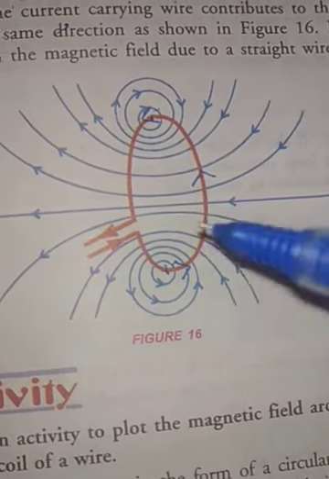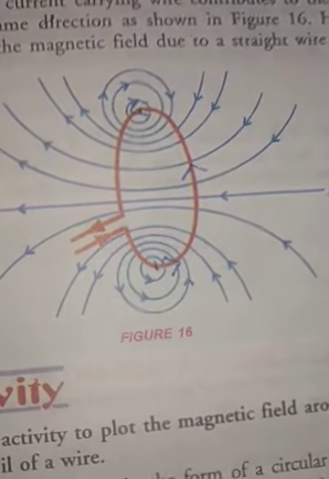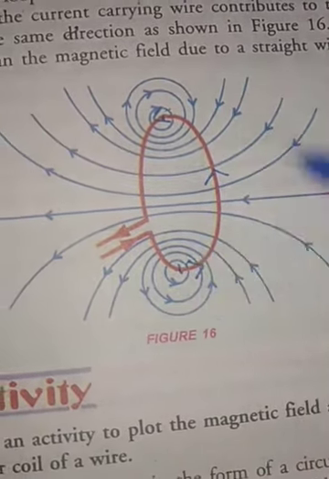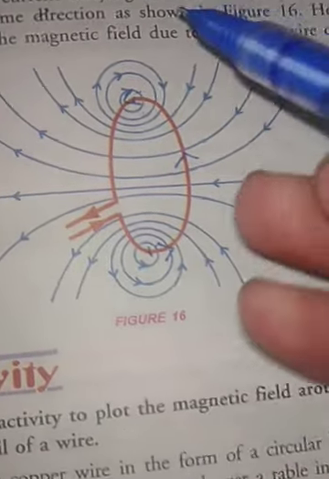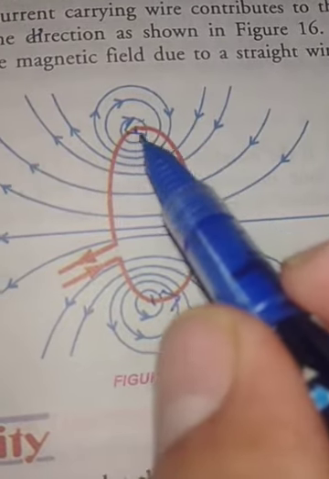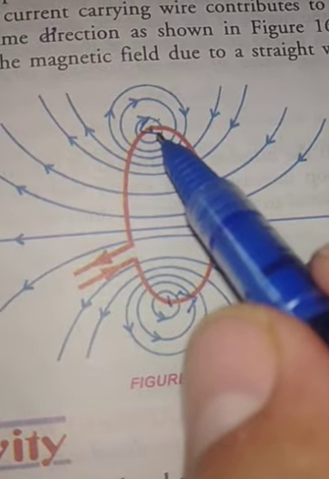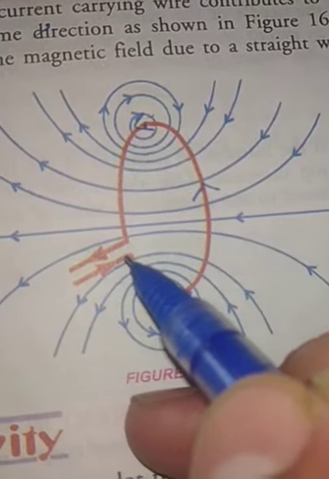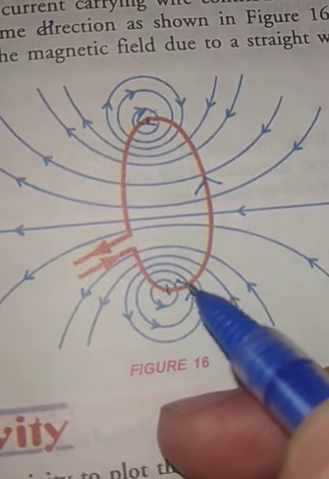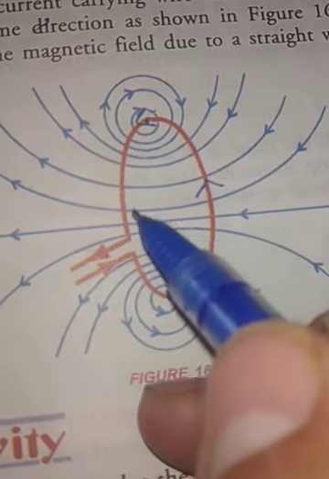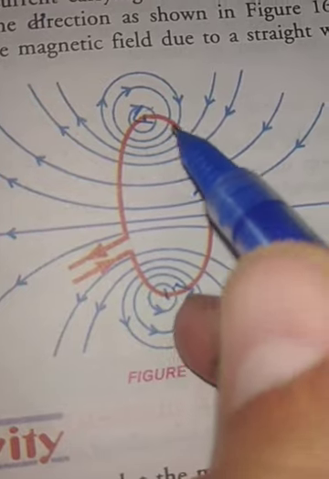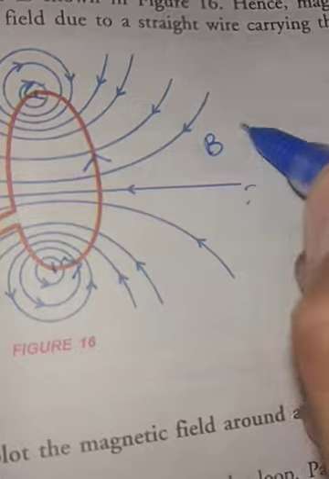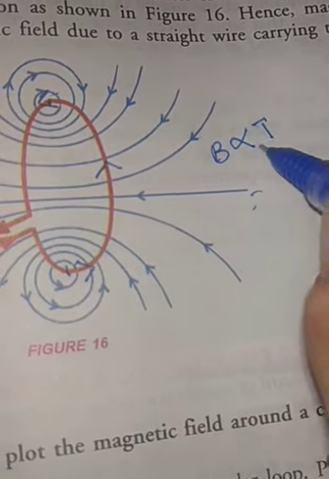One thing, this is very helpful for the next coming new topic. So few important points I am going to discuss related to it. Simply see here. In this case, if you will increase the current value through this circular loop, what will happen? Magnetic field is directly proportional to the current.